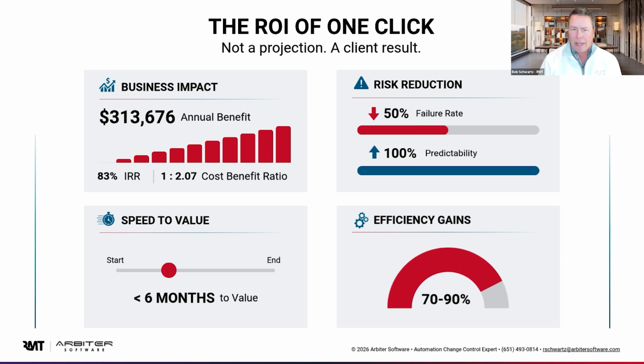The ROI of one click, meaning it's not a projection, it's an actual client result. We have our own ROI calculator. The most important thing to focus on, there's a couple things that we've seen. One, we reduce failure rates. On every single client we've deployed, they've reduced their failure rates. Not every one of them keeps track of it, but the ones who do, we reduce it. How do we reduce it?